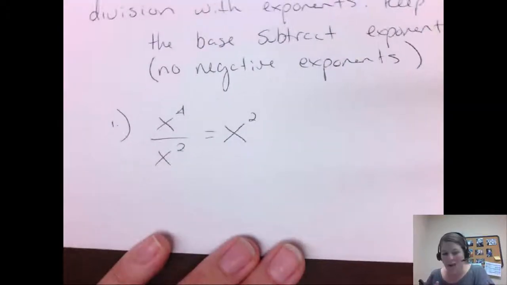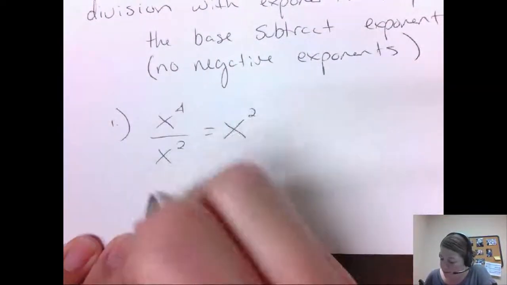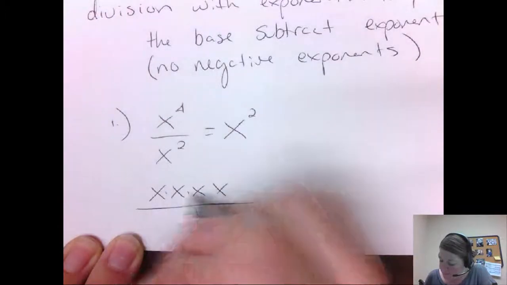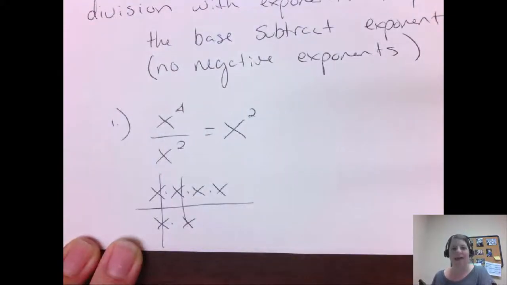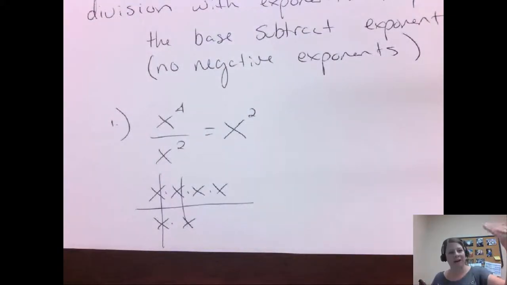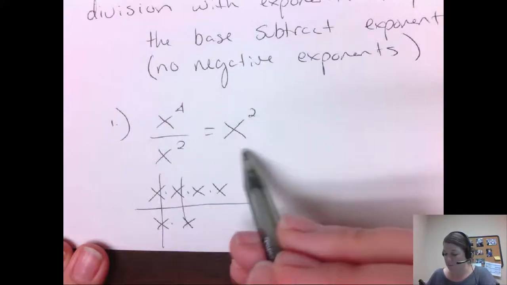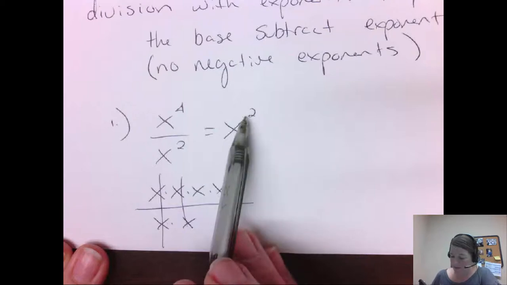Another way to think of this, why are we subtracting? Where does that idea come from? That idea comes from if I have 4 of those on the top over 2 of them on the bottom, can you see that 2 would cancel and I'd be left with 2 on the top? So this is in the numerator, right, because it's over 1. So we have x squared, 2 of them, x squared.